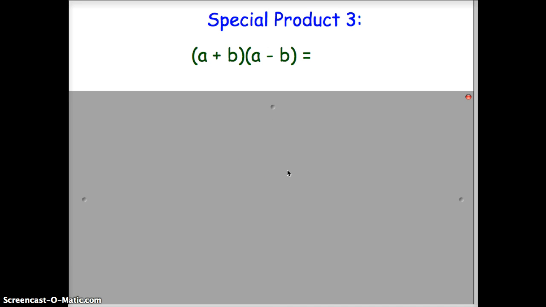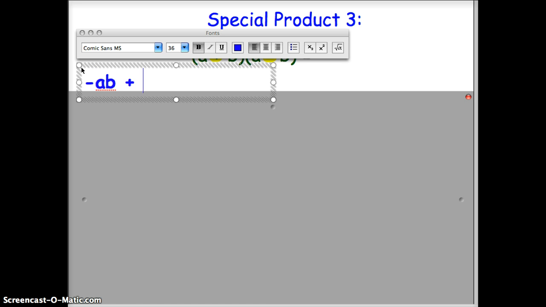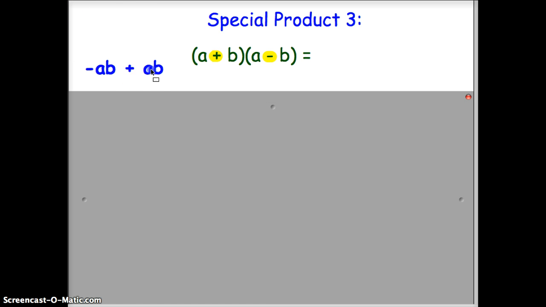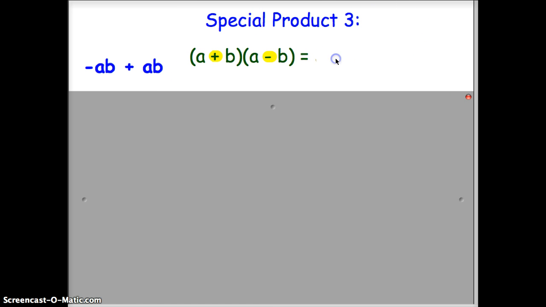Our third special product is when you have one of each of these things. You have a plus b times a minus b. This is everybody's favorite because it's so much shorter. When you multiply this out, that middle term cancels out because you have a times negative b, which is negative ab. A times positive b is positive ab, so that would look like negative ab plus ab for the center. Well, those two things cancel each other out. So that means all you have is a squared minus b squared.